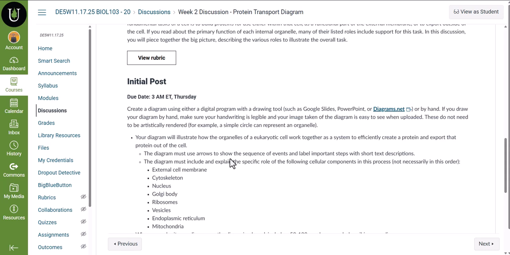You're going to illustrate this eukaryotic cell showing how these different organelles work together for this creation, transport, and export of proteins. You're going to use arrows to show the sequence of events, and you're going to label those.